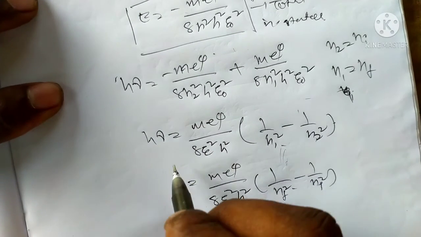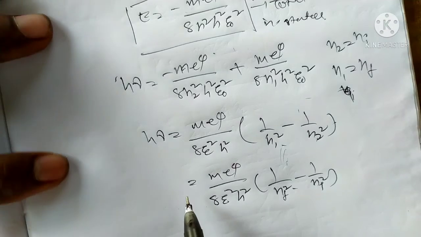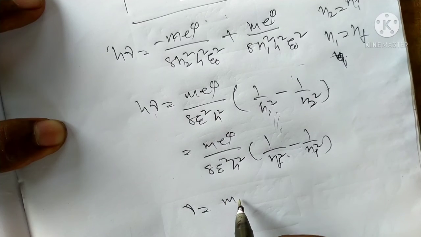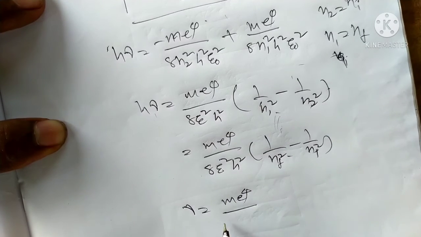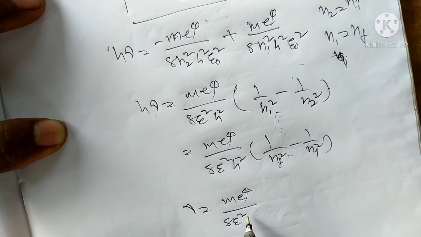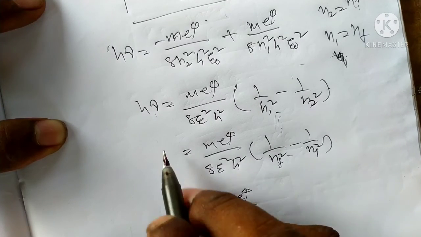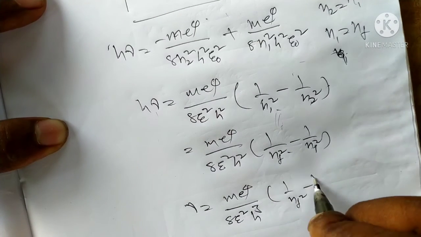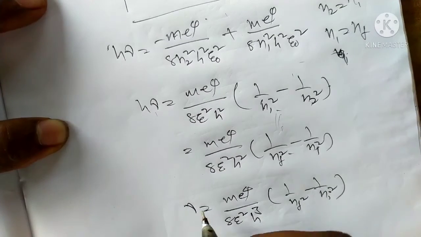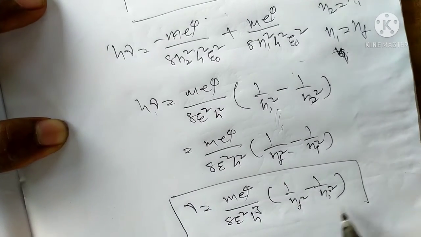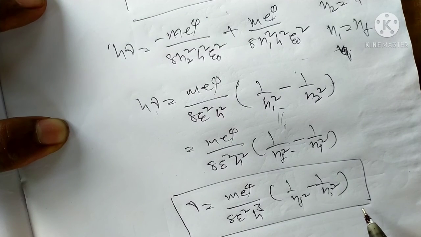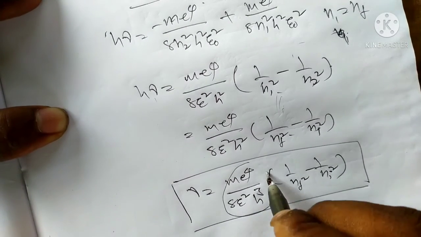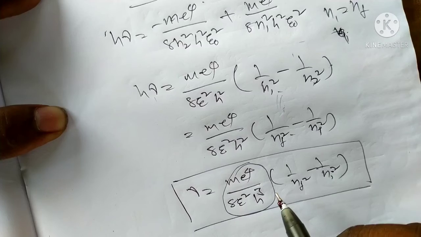Now we can write it in the form of frequency. In the form of frequency, nu is equal to m e to the power of 4 by 8 epsilon naught square h cube, since h is coming here, h square becomes h cube, times 1 by nf square minus 1 by ni square. This is the frequency equation in the form of energy. There is a constant value, that is the Rydberg constant.